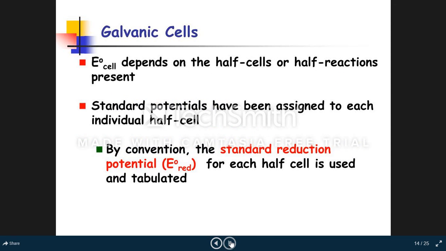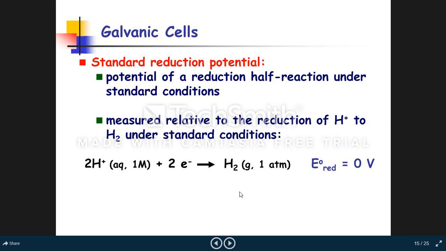Now we will discuss that E0 cell of a galvanic cell depends on the half cells or half reactions present. Standard potentials have been assigned to each individual half cell. By convention, the standard reduction potential, which we symbolize as E0 for each half cell, is used and tabulated, as we illustrate in the next slides.